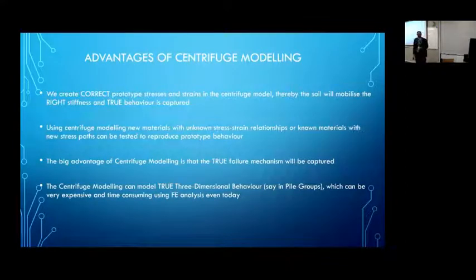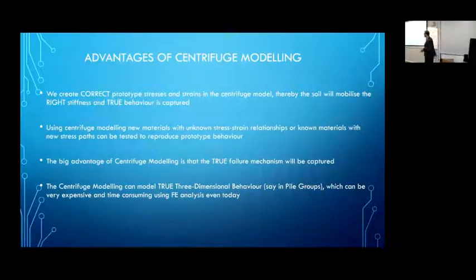The advantages are that you are creating the correct prototype stress and strain in the centrifuge model. That is its biggest strength. And therefore, the soil will mobilize the right stiffness and true behavior of the material is mobilized. Now, the other point is that even when we have new materials, like the materials you guys are developing, that's not a problem. We don't need to spend a lot of testing on understanding the constitutive behavior. We just need enough of that material to put it in the centrifuge.